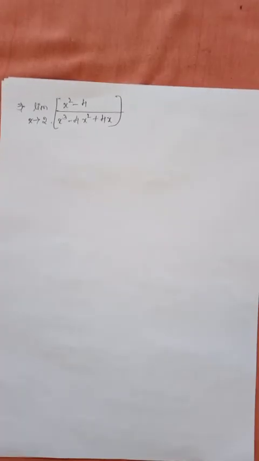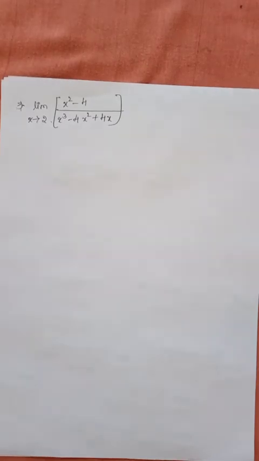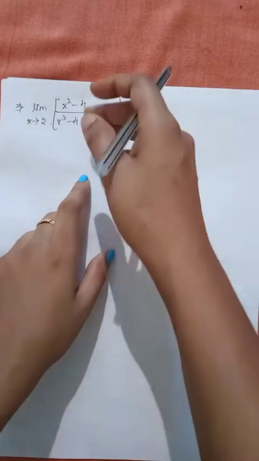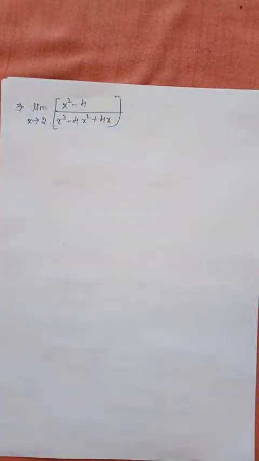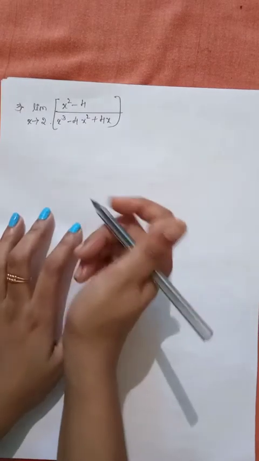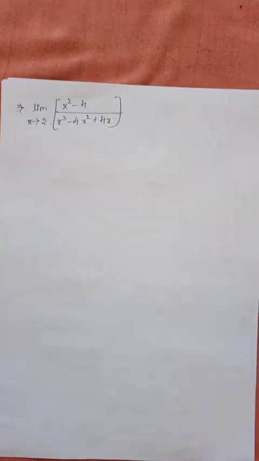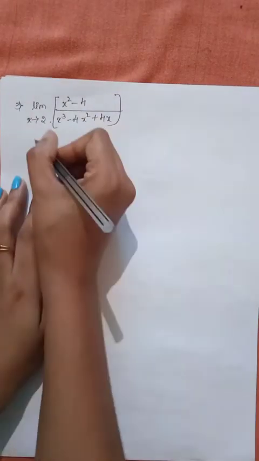This is exactly the same question you saw in the previous one, that is the second one, but only the changes: whatever was there in the numerator is now in the denominator, and whatever was there in the denominator is now in the numerator. Just the reverse. Again, first step, since it is a rational function, the first step remains the same.